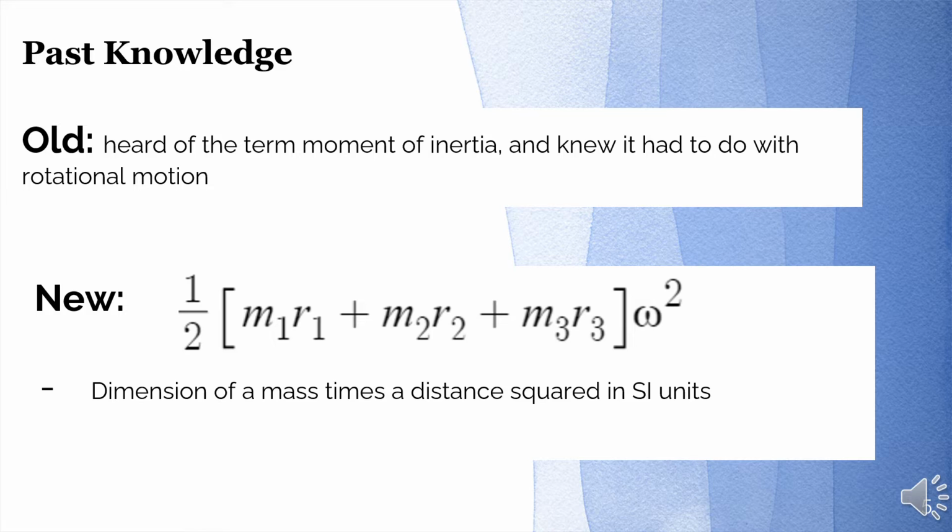The moment of inertia touched a bit of my past knowledge. I had heard of the term before and knew it had to do with rotational motion. However, I did not know the expression for the moment of inertia. Note that the omega at the end represents the rotational velocity of the system. Additionally, I didn't know its units were kilograms meters squared.